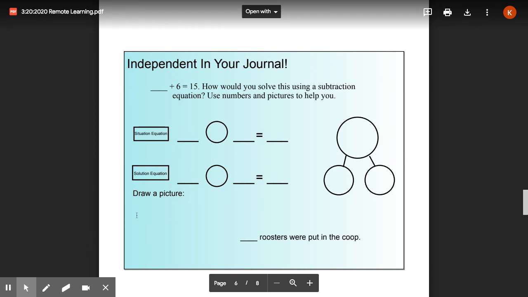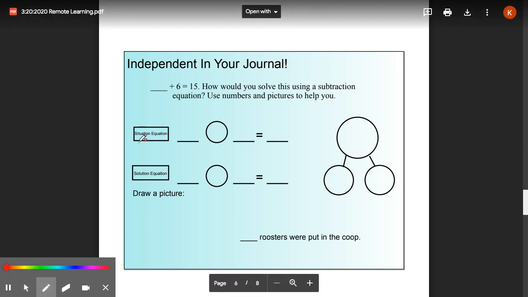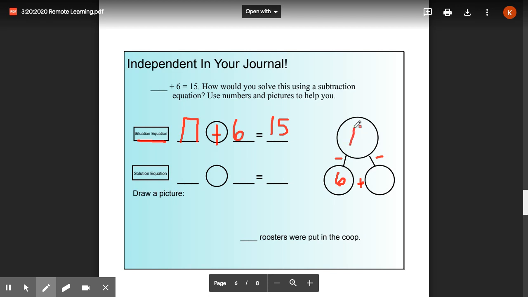We are going to be turning this addition equation into a subtraction equation in order to help us find our missing part. So the first thing I'm going to do is fill in my situation equation. The first part is missing. I'm not sure what that is, but I know I'm adding 6 to the missing part, so I end up with 15. I'm going to fill in my number bond with my parts that I do have, which is 6. One of them is missing, and my whole number is 15. And now I see that I can subtract 6 from 15 in order to get my missing part.